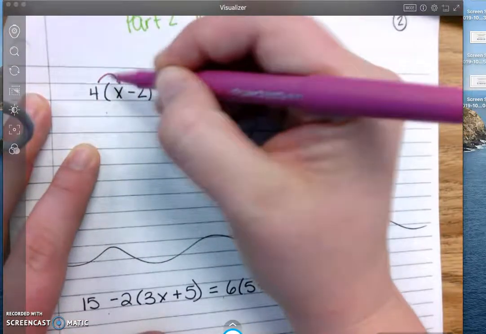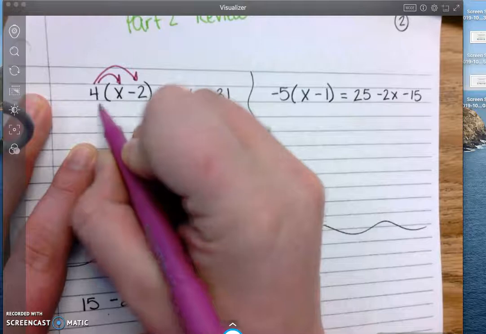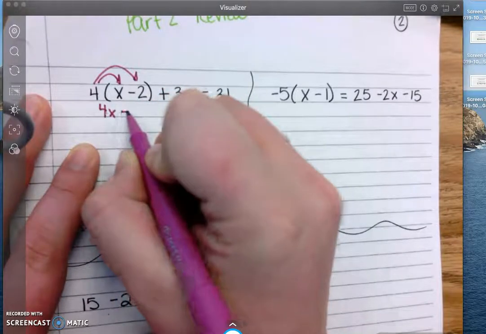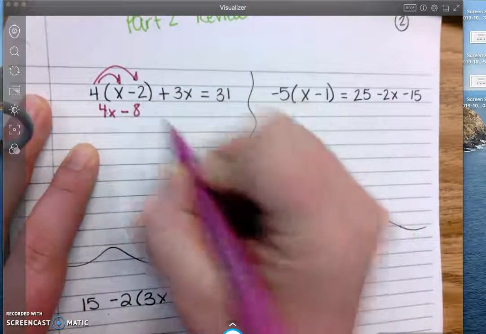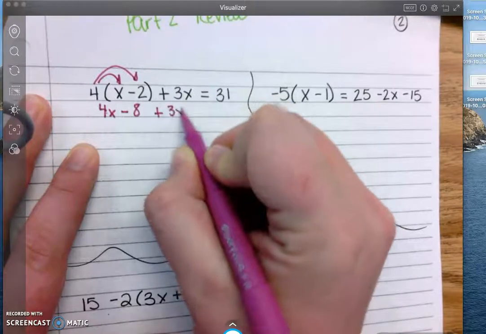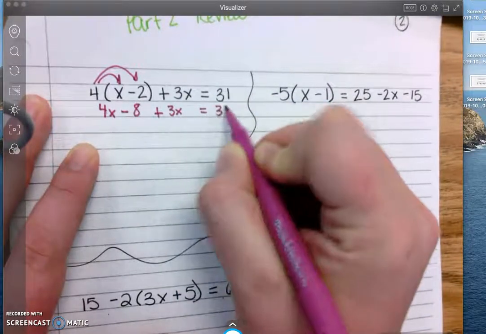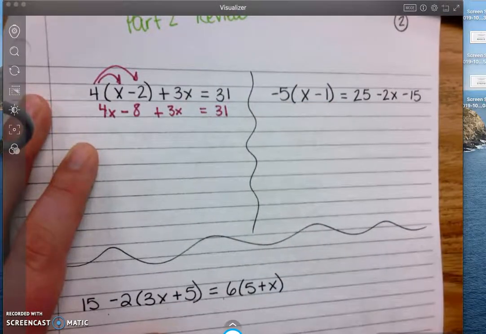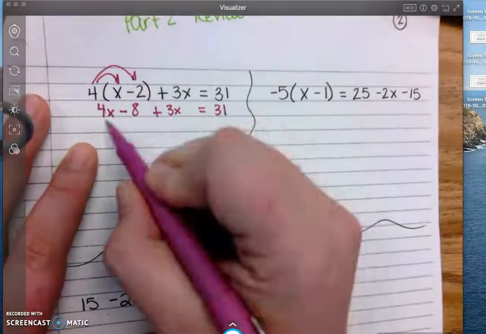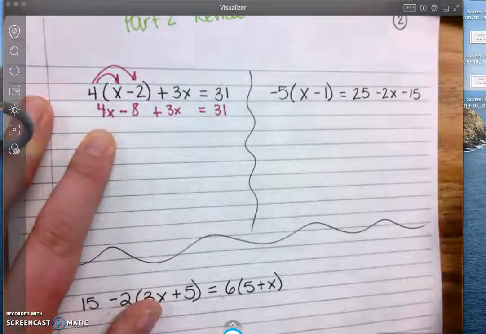So distribute here. We have 4 times x, which is 4x. Bring down the minus sign. 4 times 2 is 8. And then everything else you do not touch, you just rewrite it. Then I'm going to combine any like terms. So 4x and 3x, you want to combine those.